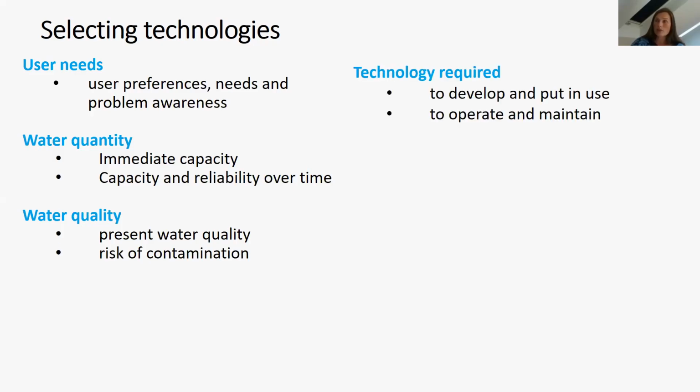The other point we have to think about is the technology required for exploitation, so to put it in use, but also to operate and maintain it in the long term, as well as the environmental and health impact of the technology. For example, if waste streams are being generated, what is the resilience of these technologies, for example, to problems related to climate change or any other specific dangers which might come from the area?